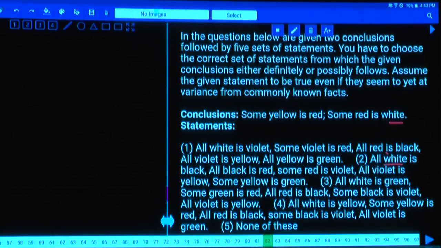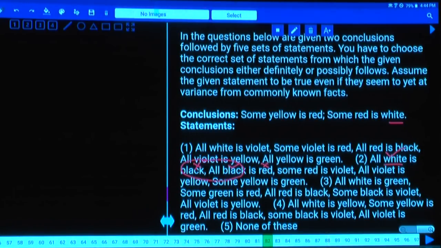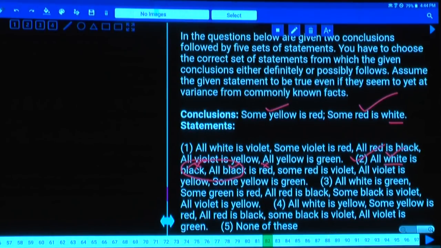Now combine these two. White tick, black cross, black tick, red cross, and black middle term distributed. Hence white and red. What is the conclusion? All white is red. All white is red is nothing but some white is red. Some white is red is some red is white. Hence what is your answer here? Only 2 is the answer.